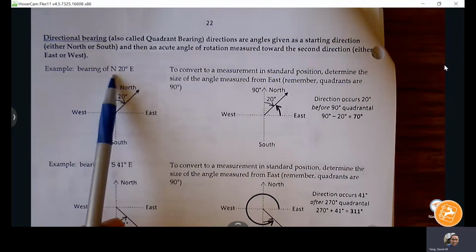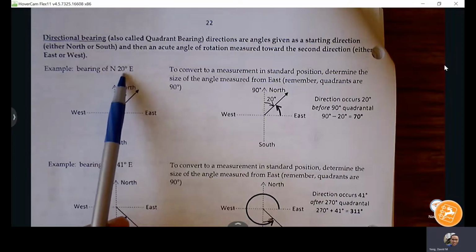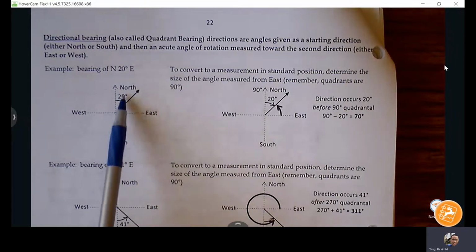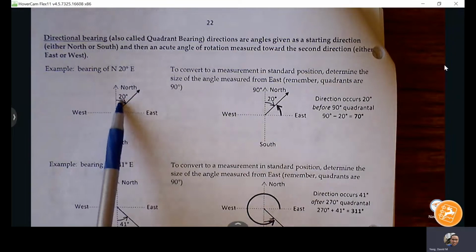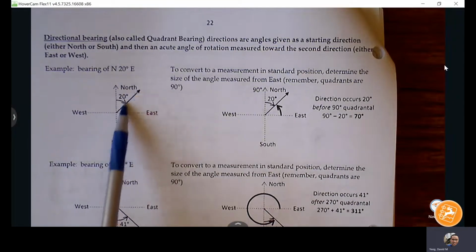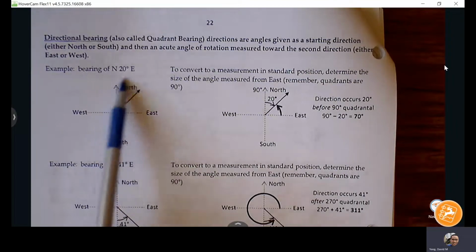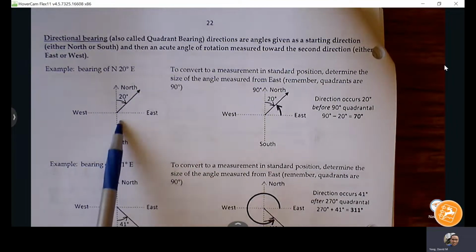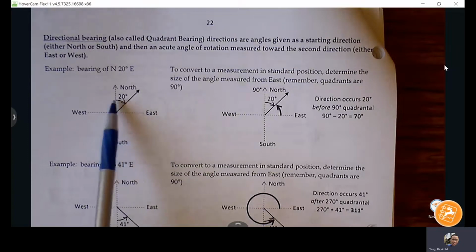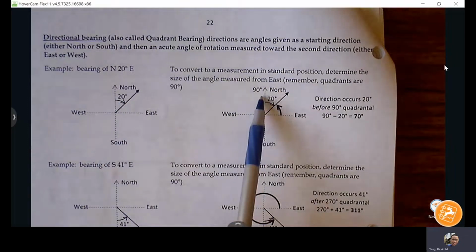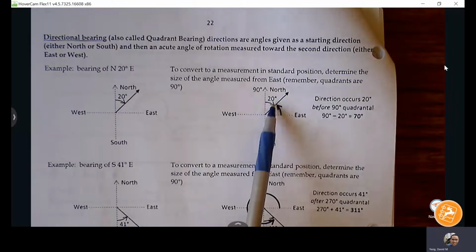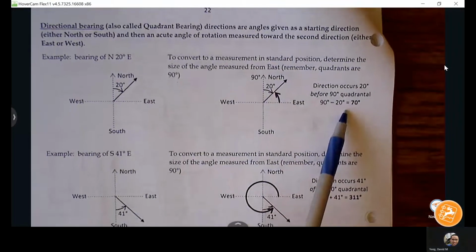So for instance, if it says bearing of north 20 degrees east, what we're going to do is start north, because that's where they ask us to start. And we're going to move 20 degrees towards the east. So that means we're moving from north towards the east 20 degrees, so we're going to go clockwise. And then once we have this, we can decide what the standard position is. We know that this is 20 degrees off of 90. So 90 minus 20 is equal to 70.